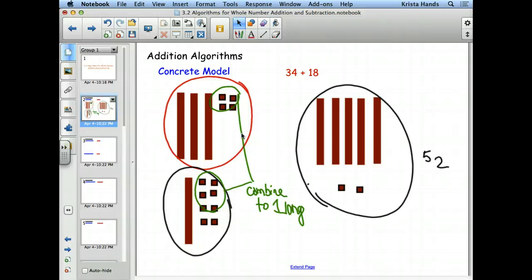Any questions on the concrete model? It doesn't have to be done with blocks, but that's one way to do it. Money is another excellent way to do this. We could have drawn dollar bills, and it would have worked fabulously. Dollar bills and what? Dimes. If we chose to use dollar bills, we want to use dimes for the next one. Or we can simply use dimes and pennies, which would be fine too.